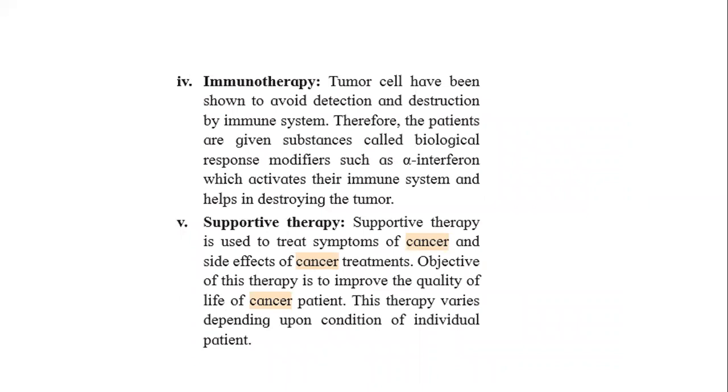Immunotherapy. Immunotherapy is done in case of lymphatic tissue cancer, called lymphosarcoma. Here the patients are given certain substances called biological response modifiers, such as alpha interferons. What they do is activate the immune system and help in destroying the tumor. That's called immunotherapy. Then comes supportive therapy. Supportive therapy is usually given for the after-effects of cancer. Like after completing the entire treatment for cancer, the person goes into depression. So it's a counseling session, usually given to increase the quality of life of a cancer patient.